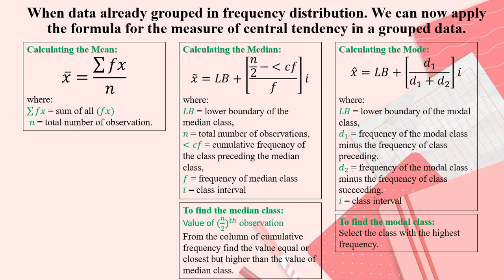Where LB is the lower boundary, D sub 1, frequency of the modal class minus the frequency of the preceding, ibig sabihin, sa mas mababa sa kanya. And then, D sub 2 naman, frequency of the modal class minus naman po sa class succeeding. So, ima-minus mo naman po siya sa mas mataas po sa kanya. And I is the class interval.